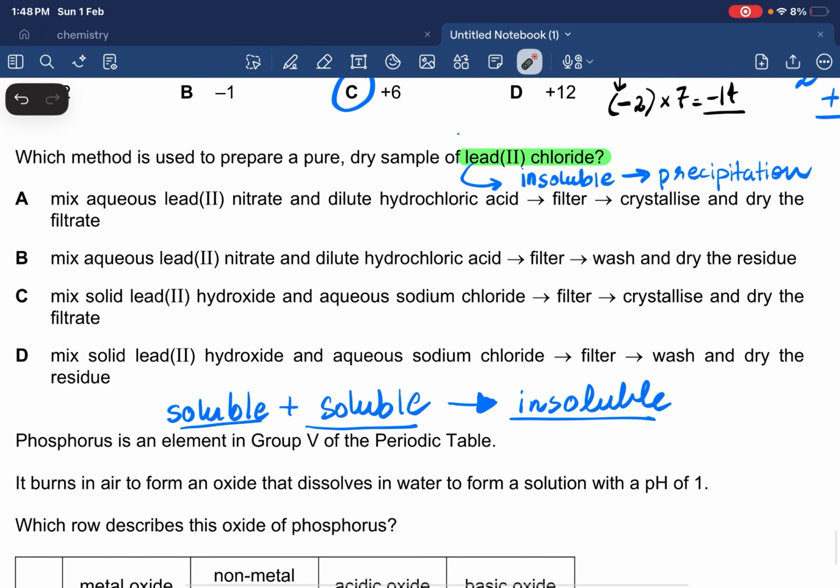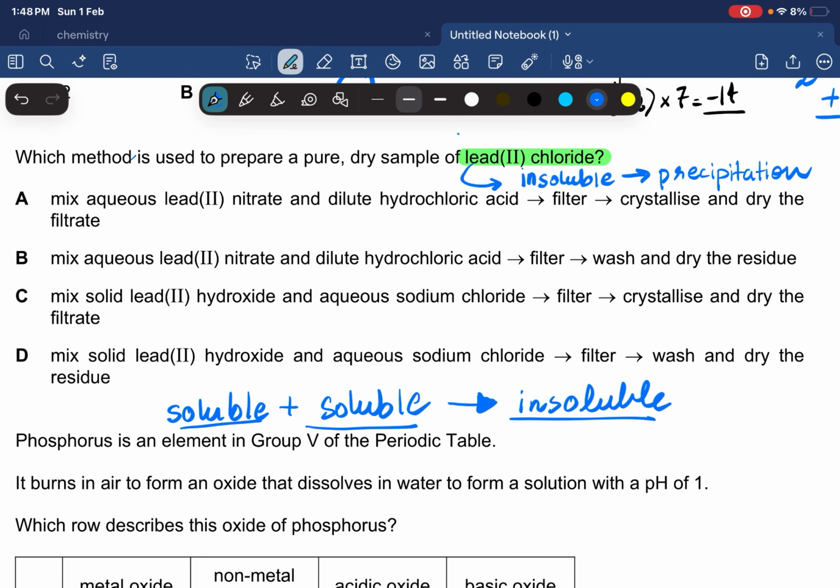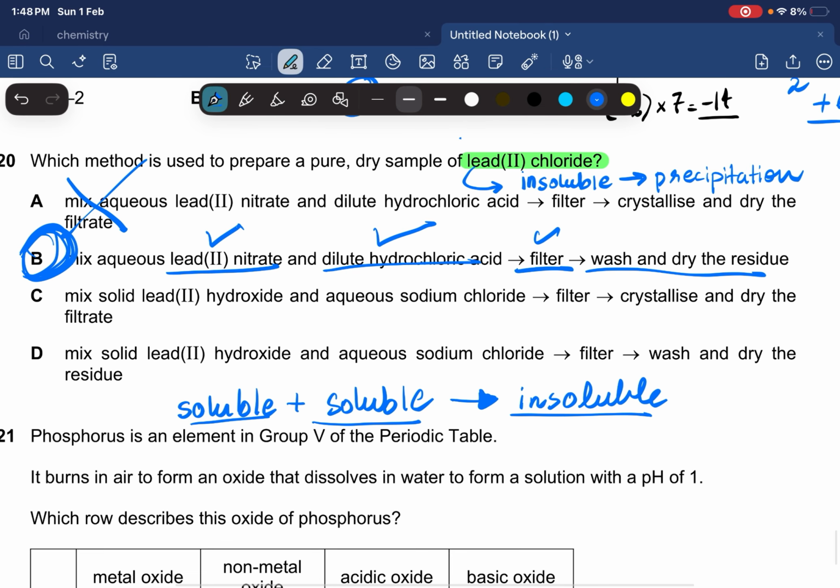So mix aqueous lead(II) nitrate and dilute HCl. Very good. This is soluble, this is soluble. Filter, crystallize. Why crystallize? We're forming a precipitate. We're not going to crystallize it. So cross it out. Okay, mix aqueous lead nitrate. Good. Dilute hydrochloric acid. Good. Filter. Yeah. Wash and dry the residue. That's correct because we're forming precipitates. Why do we have to filter? Option B is the correct answer.